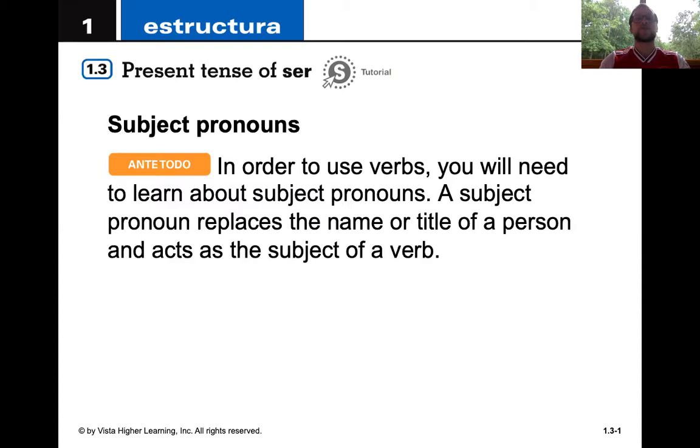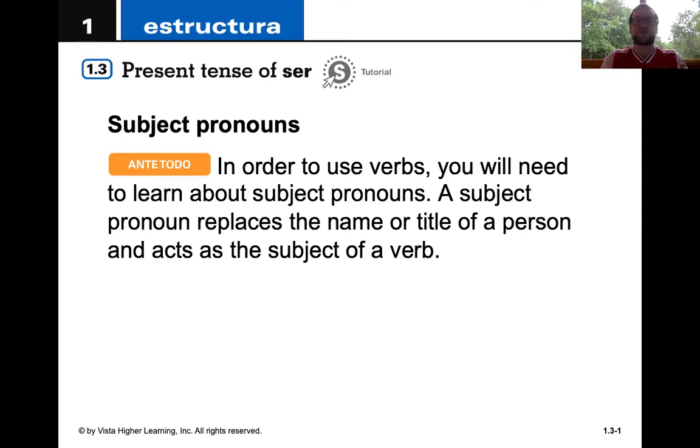Does that make sense? So if I said, you and I are going to the movies, tú y yo vamos a ir al cine o a las películas, okay? Now, tú y yo, if we think about that in English, you and I, that would be actually we, right? We go to the movies, okay? So you have to make sure that you're using the correct subject pronoun with the correct conjugation.